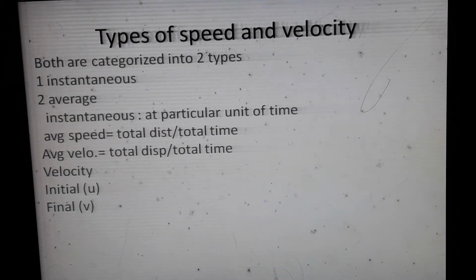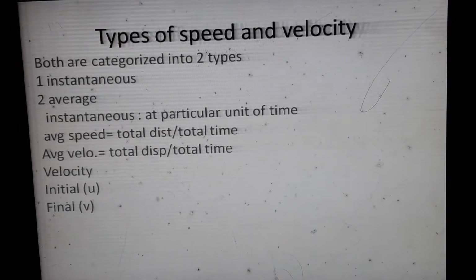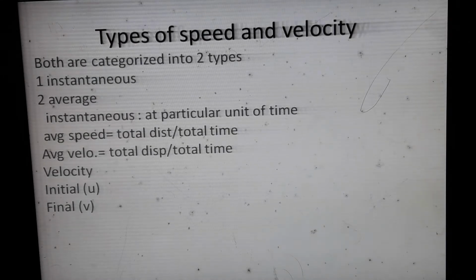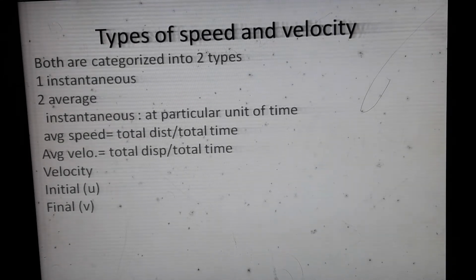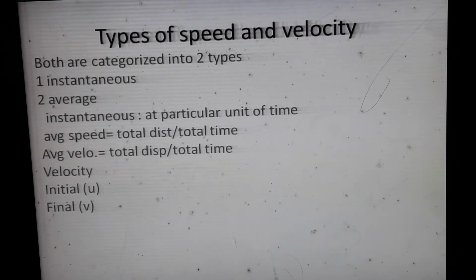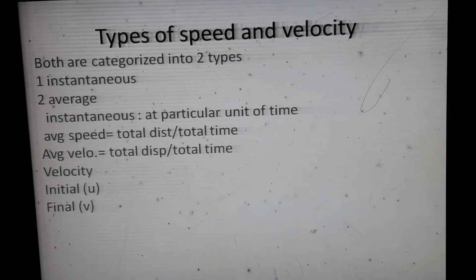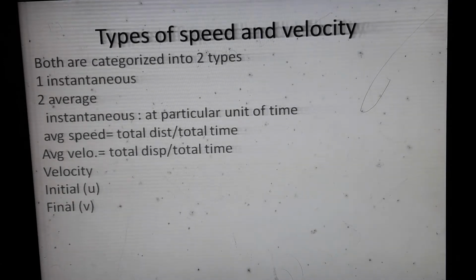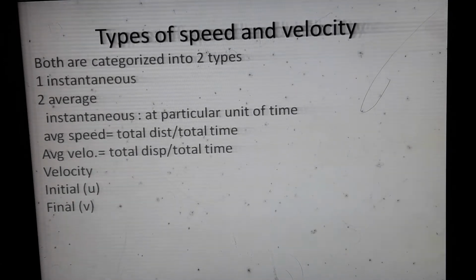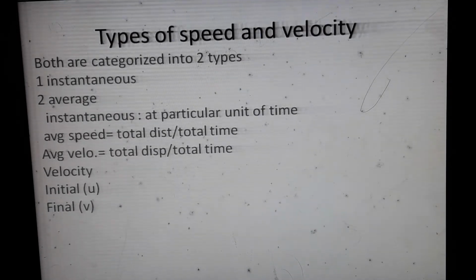And the average speed is nothing but the total distance upon total time. In this topic, whatever we are going to discuss and learn is about the average speed. Instantaneous speed and instantaneous velocity will be part of class 11th and 12th. So right now we are talking only about average speed. The formula is total distance covered by total time.